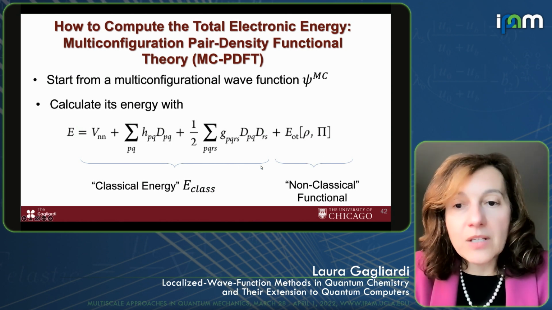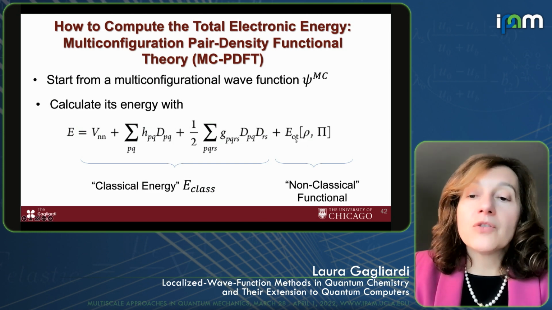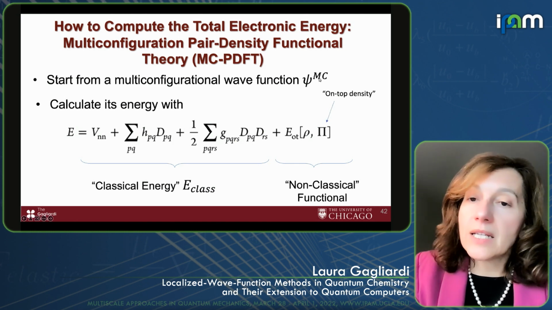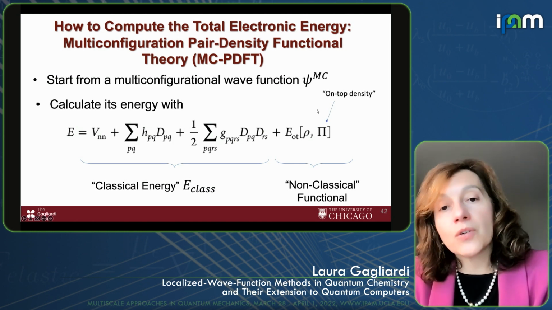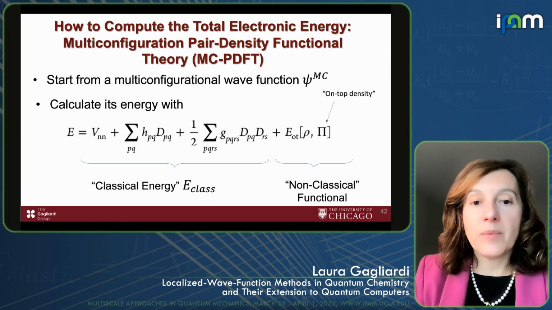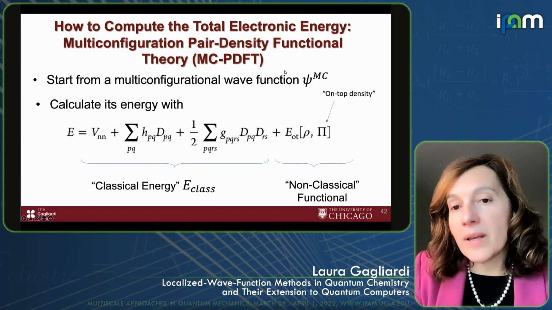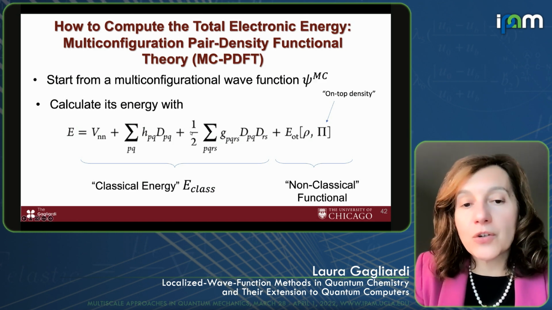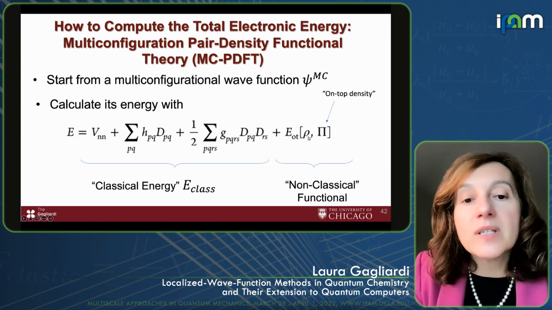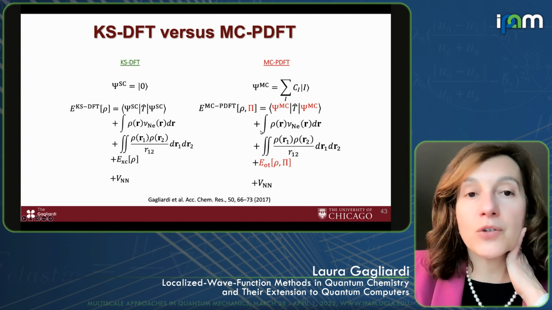So this could remind us of Kohn-Sham. The difference is that here this non-classical functional, which we call the on-top functional, is a functional of the total density that comes from the multi-configuration wave function and the on-top pair density, which is a trace of the two-body density matrix. So from the MC calculation, what we get is this rho and pi, and then we use this expression to compute the energy. And here you can see the energy expression term by term.